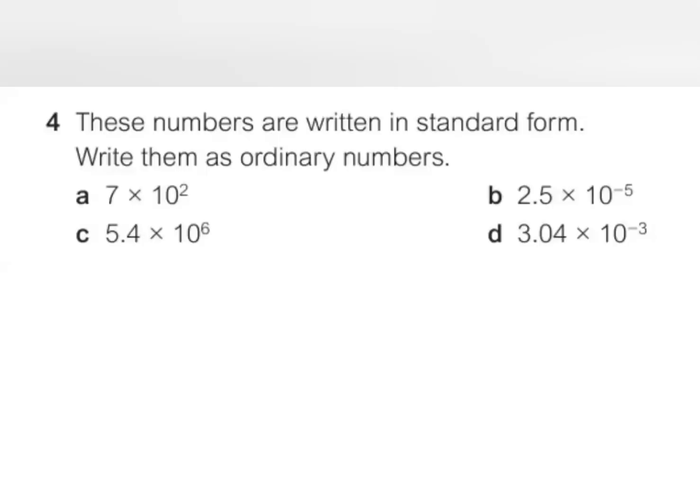Question 4. These numbers are written in standard form. Write these as ordinary numbers. Here we have A, 7 times 10 power of 2. And then we have B, 2.5 times 10 power of negative 5. Now, let me show you the steps of turning standard form into ordinary numbers.